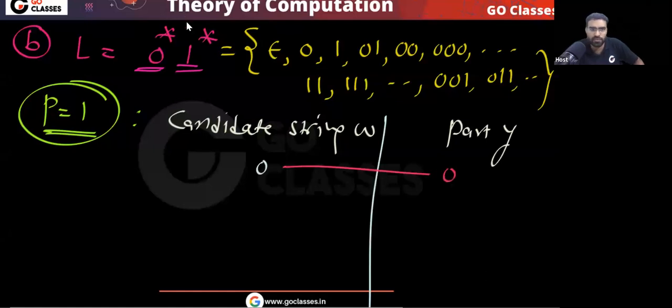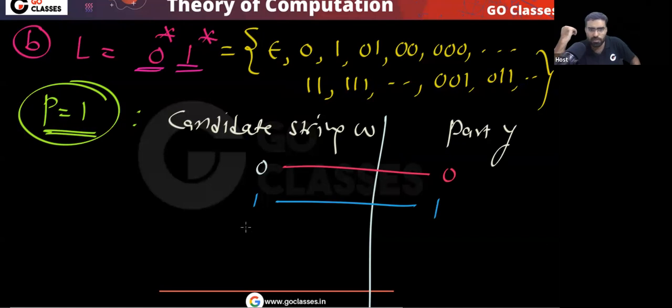That will be 0 itself. Can you repeat this 0 any number of times? Yes, if you repeat it any number of times, the result will belong to the language. If I repeat it 0 times, I will get the empty string, which belongs to the language. If I repeat it 3 times, it belongs to the language. For this, the pumping part will be 1.